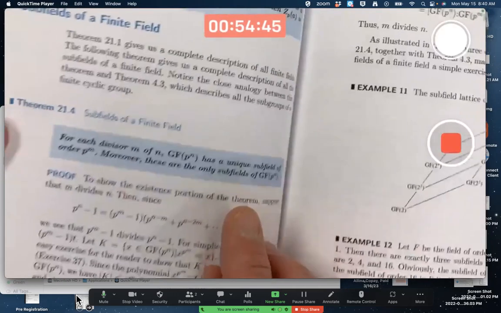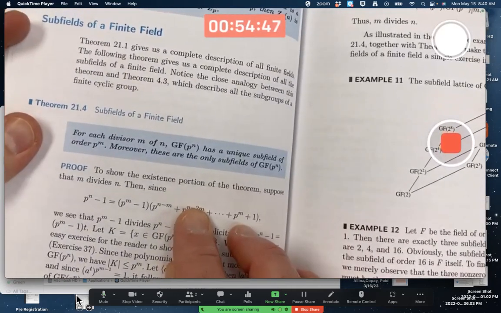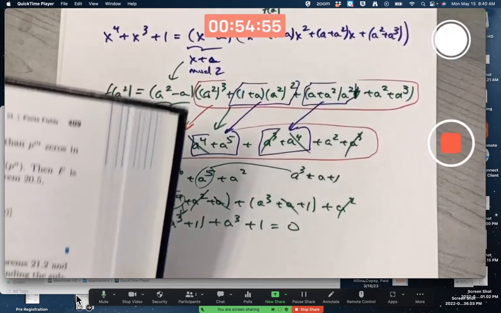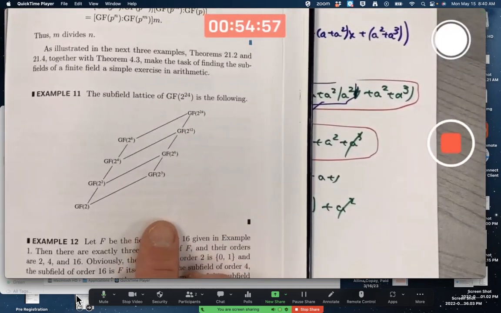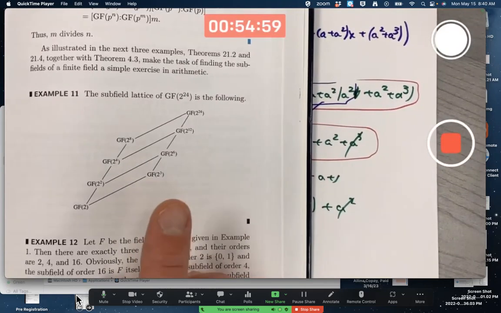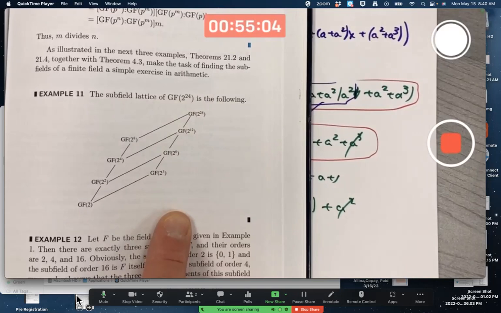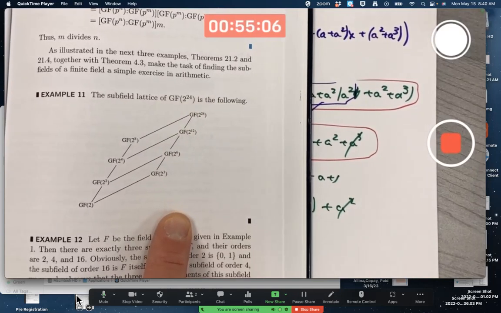It's this theorem here. I'll let you read and think about it. It's a little confusing, but once you start thinking about it and thinking about examples like this, it's not too bad. It's a little surprising that such a humongous field could have so few subfields, you might say, but that is the truth.